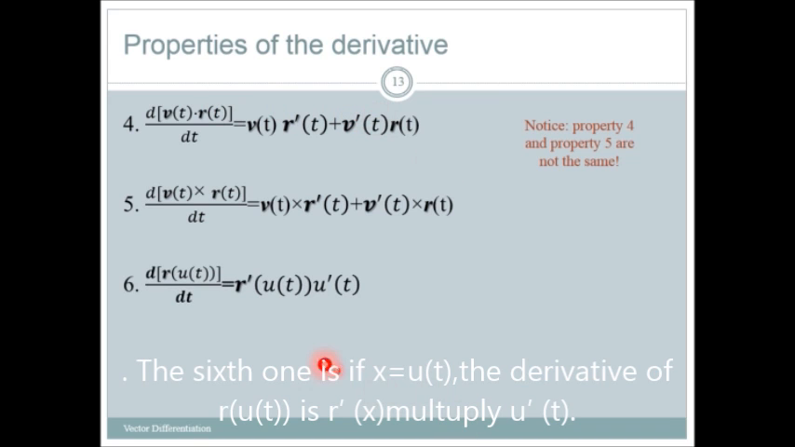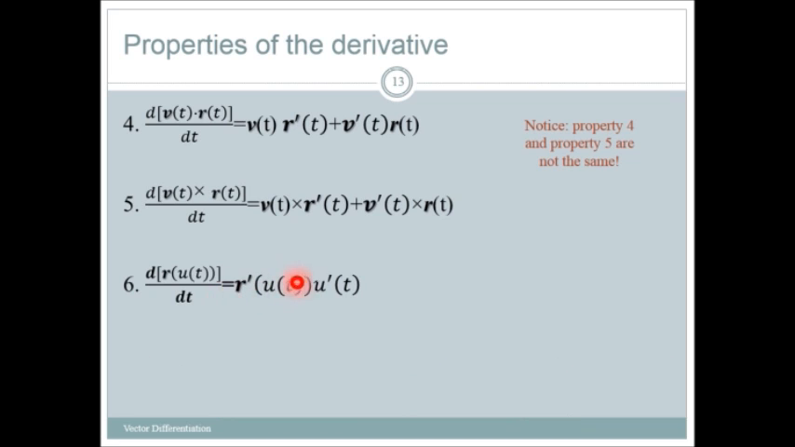The sixth one is the chain rule. If x is equal to u(t), the derivative of r(u(t)) is equal to the derivative of r(x) multiplied by the derivative of u(t).